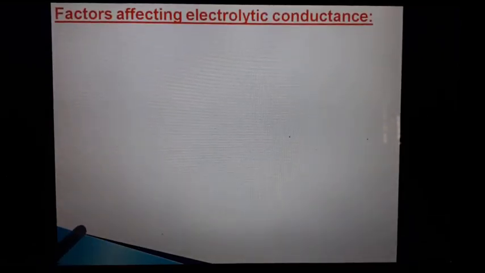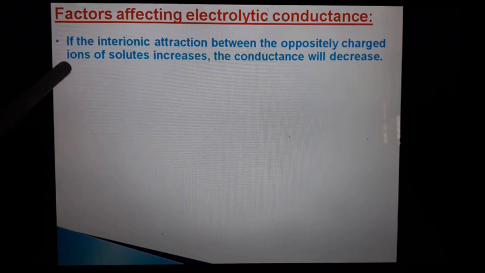Now, factors affecting electrolytic conductance. What are the factors? Number 1, if the inter-ionic attraction between the oppositely charged ions of solutes increases, the conductance will decrease. Inter-ionic attraction means the positively charged ions are surrounded with negative ions, and negatively charged ions are surrounded with positively charged ions. When that type of attraction increases in the solute, the conductance will decrease.